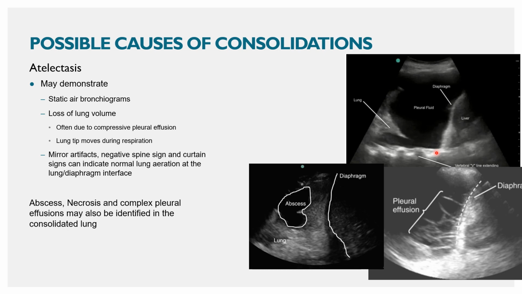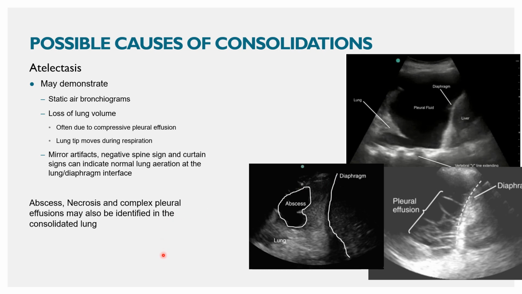And then the other thing we talked about earlier was the curtain sign. In a normal aerated lung, we're going to see A lines coming right up into contact with the diaphragm, and that curtain will move up and down as the patient breathes. And when we lose that curtain, it could indicate that there's either a pneumothorax or something else going on that's causing that aerated lung to not be in contact with the diaphragm.